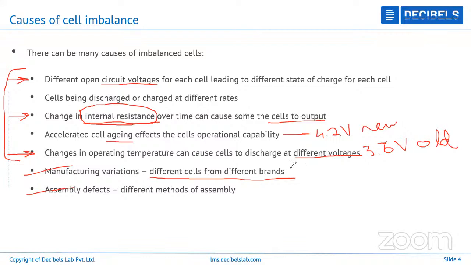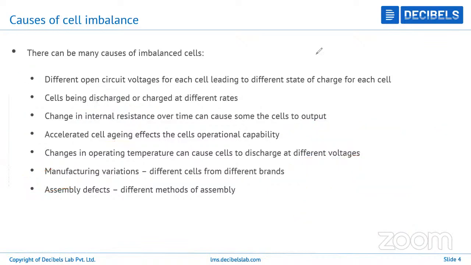It won't affect the battery pack or the cell immediately, right? But these will have a long-term effect. It won't happen instantaneously, but there will be some long-term effect that will be observed. Over time you will see that one cell will start showing slightly different voltage readings than another cell. So all these could be potential causes of imbalanced cells inside a battery pack.